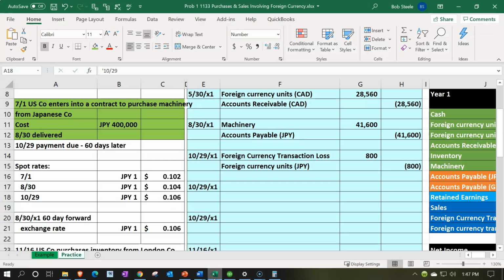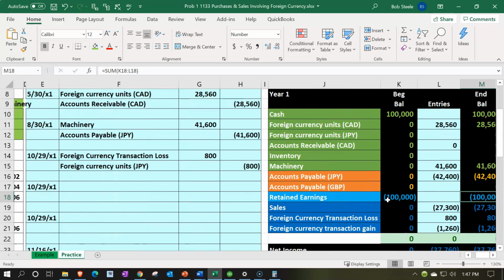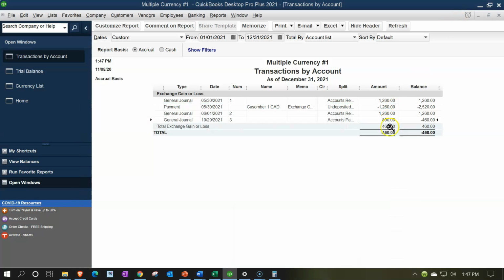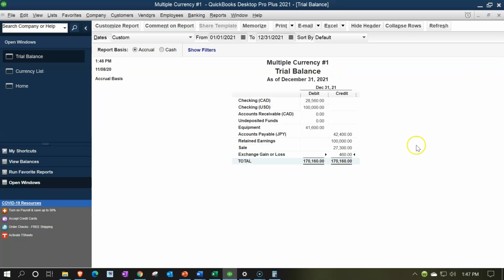Whereas on our worksheet over here, we broke them out between gains and losses in two separate accounts. So if I highlight those two, the difference between them, the 460, ties out to what is in QuickBooks, which is basically using one account, which will go up and down or flip one way or the other, depending on whether we have more gains or more losses. So I'm going to close that back out. And so there is that transaction.